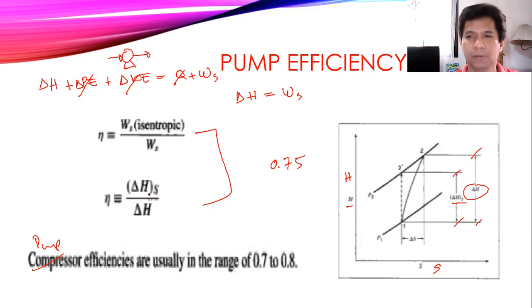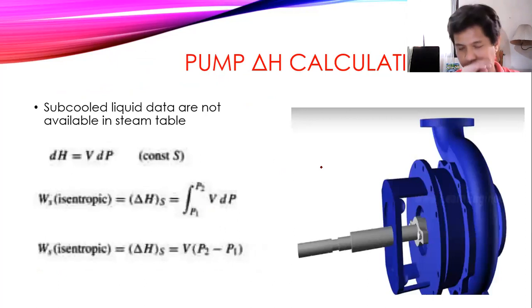Okay, so that's how you should remember, no, the logic for the efficiency of a pump should be delta HS divided by delta H. Okay, so next, in the case of a pump, you cannot use the steam table because the subcooled liquid data for entropy and enthalpy is not available on the steam table.